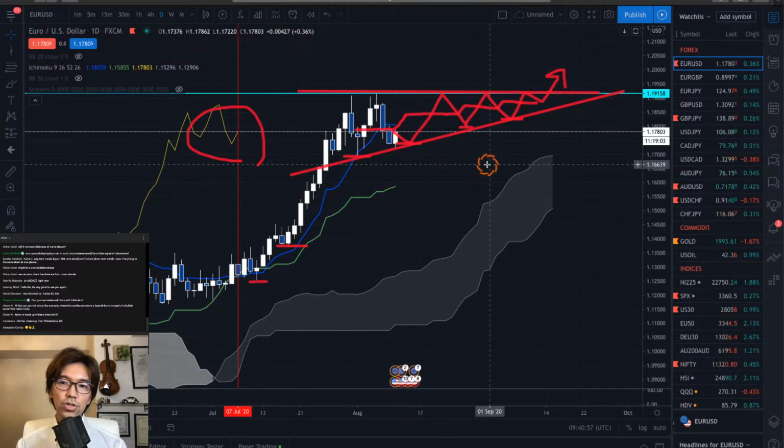Thomas, can you use Heikin Ashi bars with Ichimoku? I don't look at the Heikin Ashi, and I don't use Heikin Ashi or Renko. I prefer candlesticks because we can capture the highest price and lowest price according to Ichimoku lines.